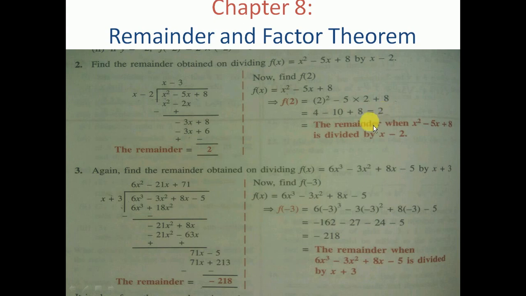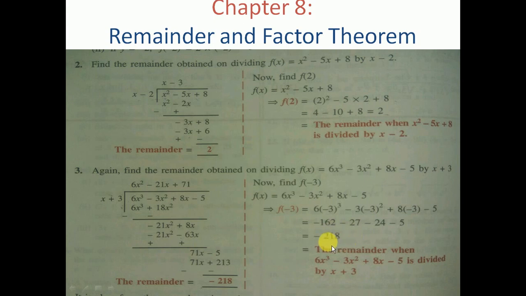Let us see one more similar example. See, 6x cube minus 3x square plus 8x minus 5. When you divide by x plus 3, what is the remainder? So x plus 3 is equal to 0 means x is equal to minus 3. Substitute: 6 into minus 3 cube, minus 3 square, plus 8 into minus 3. You simplify. 27 into 6 is this. Then 9 into minus 3 is this. Then 8 into minus 3 is minus 24. Minus 5. If you simplify, you get minus 218.